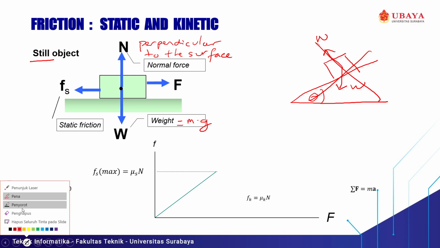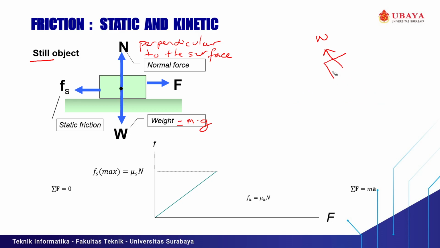Let me erase this one first, so as not to confuse you. So we have N is negative W, if you observe here. This only applies to a flat surface. N and W are the same in value, but differ in direction. Let me write it here: N equals negative W.